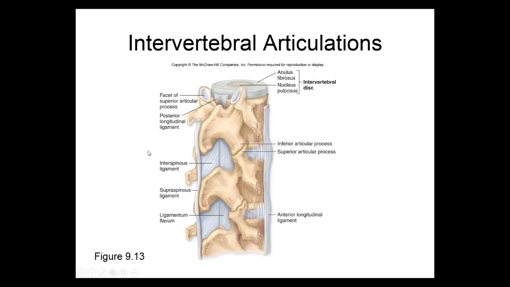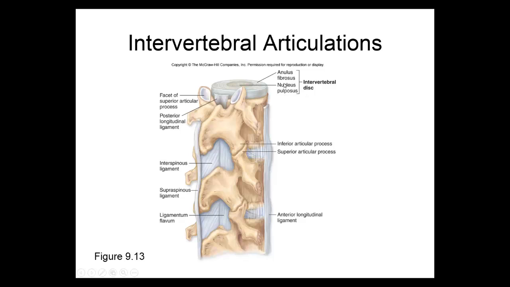So let's have a look at this. And so we have a joint here between the superior and inferior articular process, or the superior and inferior facet, and that is a synovial joint. On the other hand, between the vertebral bodies and each other, we're going to have a large intervertebral disc, and that can perform only an amphiarthrosis type of motion.